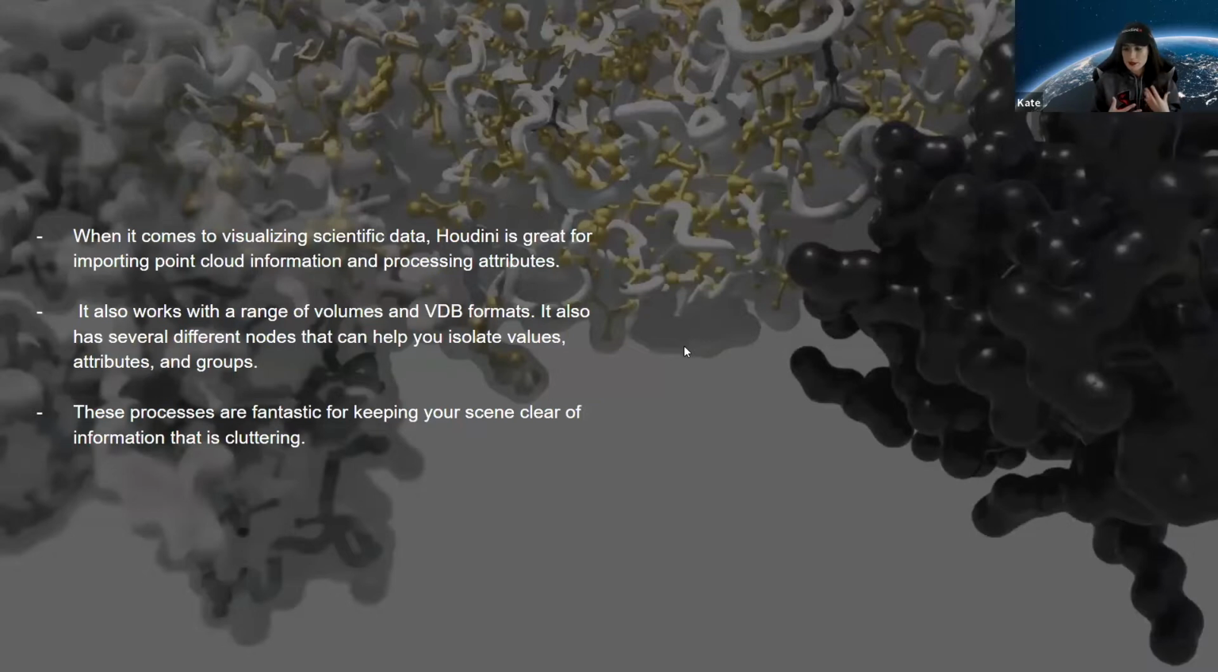When it comes to visualizing scientific data, Houdini is great for importing point cloud information and processing attributes. It works with a range of volumes and VDB formats, and it has several different nodes that can help you isolate values, attributes, and groups. These processes are fantastic for keeping your scene clear of information that is cluttering.